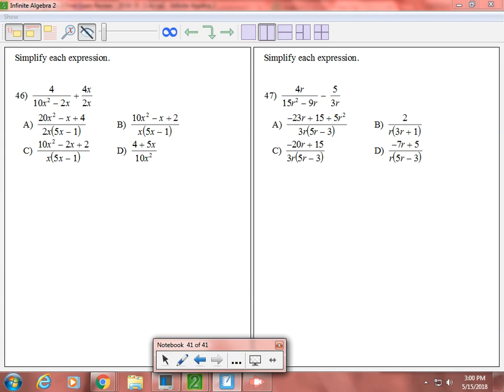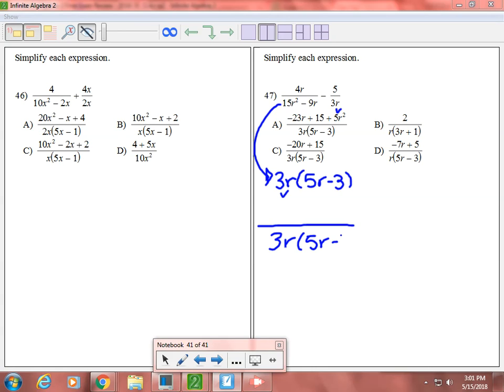Okay, let's look at 47. So I'm going to take my denominator and say, what can I take out of both of those? Well, I can take a 3r out of that. And if I take 3r out, I'm left with 5r minus 3. Okay, so I have this r plus 3, or 3r, and I have that 3r. So my common denominator for this, we're going to do the same thing, is 3r and 5r minus 3. Minus, and this one, 3r and 5r minus 3.